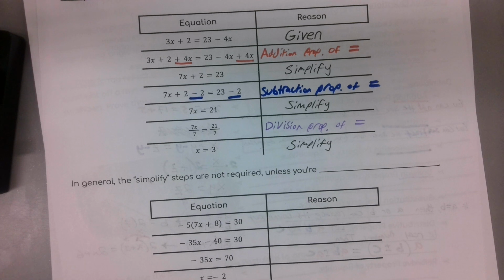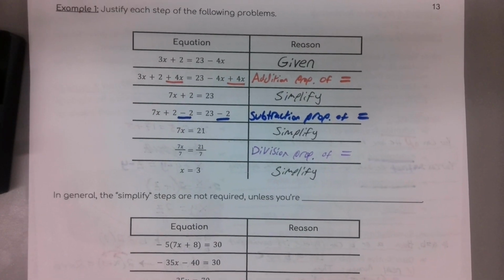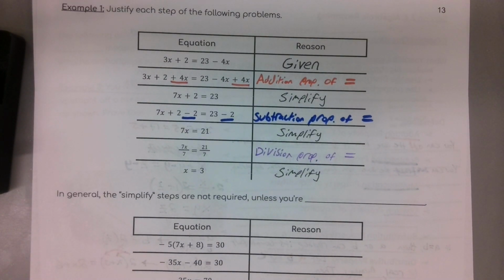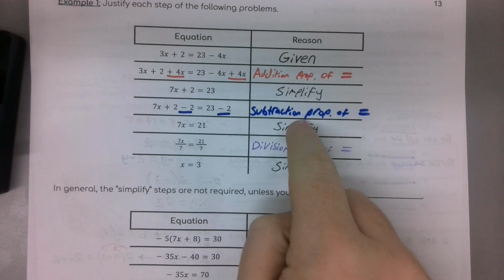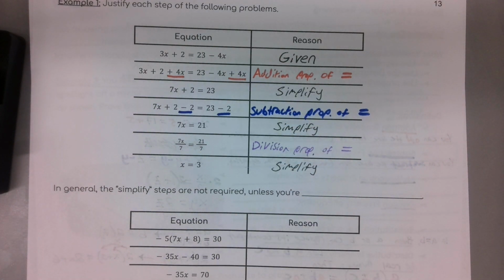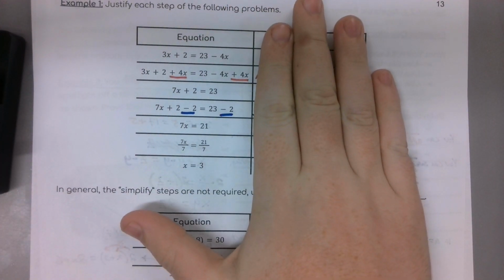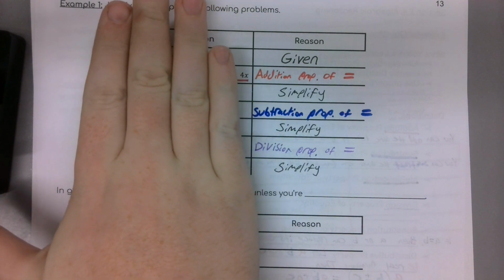That there is our first complete proof. A proof is a geometric way of looking at things. I don't care how you solved it. I care about why you were able to do those steps. So this is an algebraic way of looking at this problem. This is a geometric way of looking at this problem.